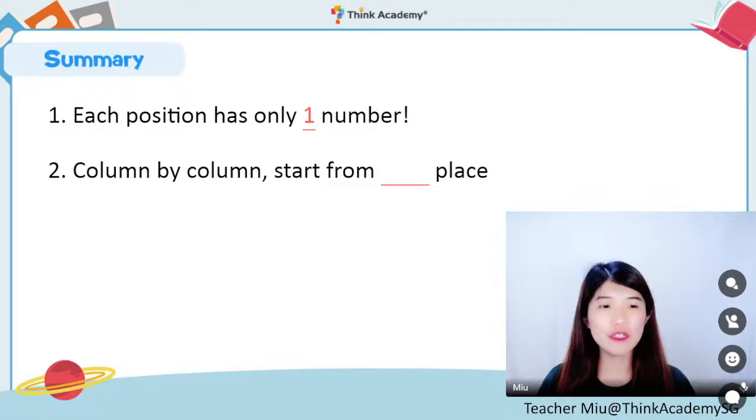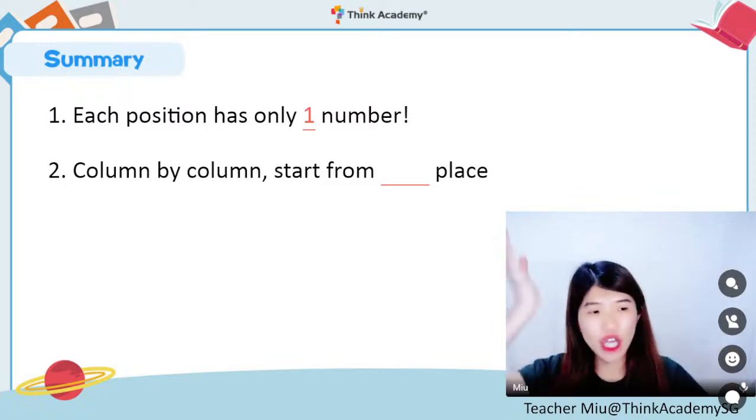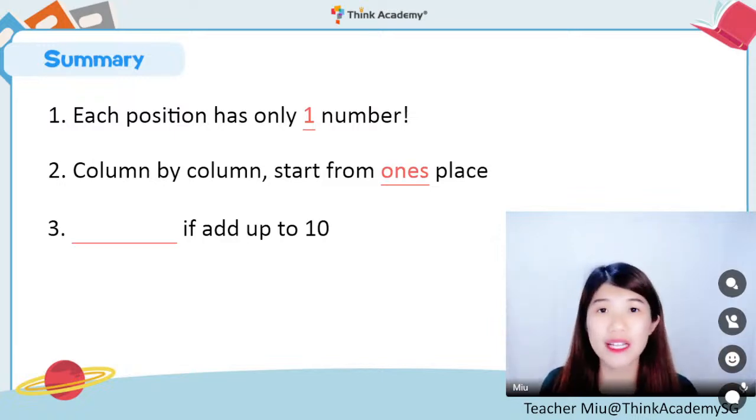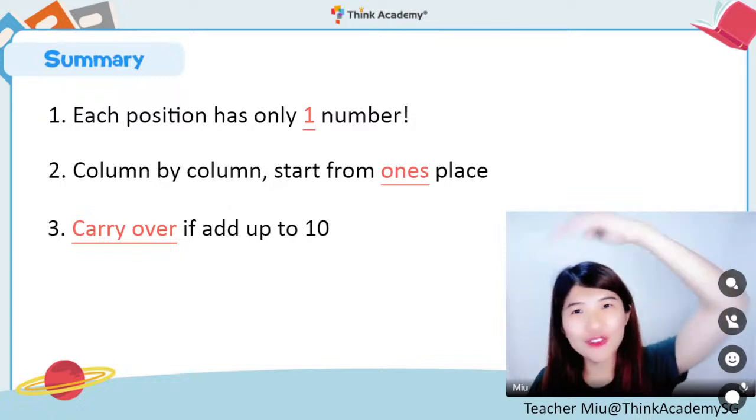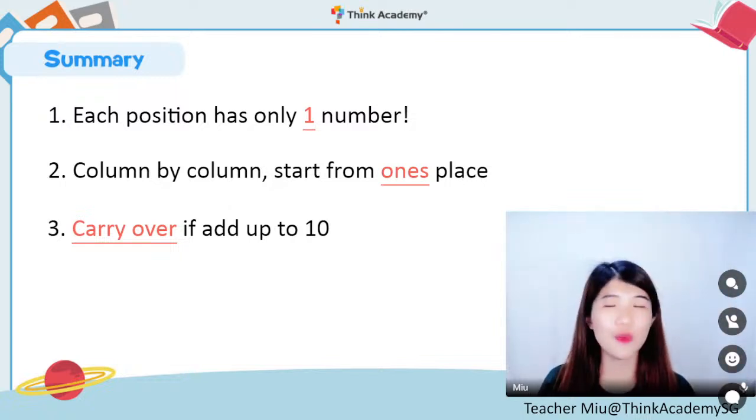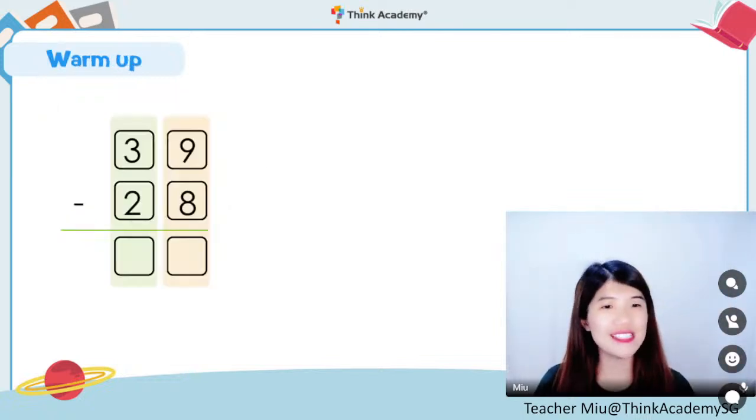And step 2, we do it column by column, starting from the ones place. And also, if we add up to 10 or more than 10, you need to do the carryover. Right? Don't forget about the carryover when you are solving the puzzle. Thank you, guys. And let's continue to this one.